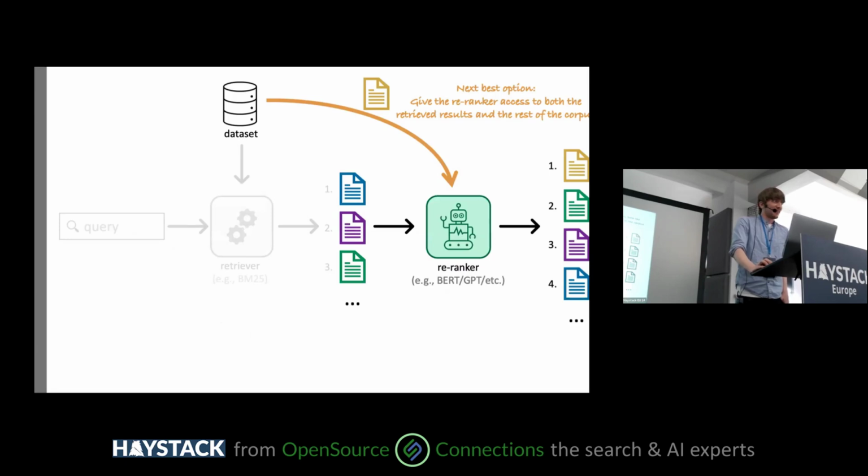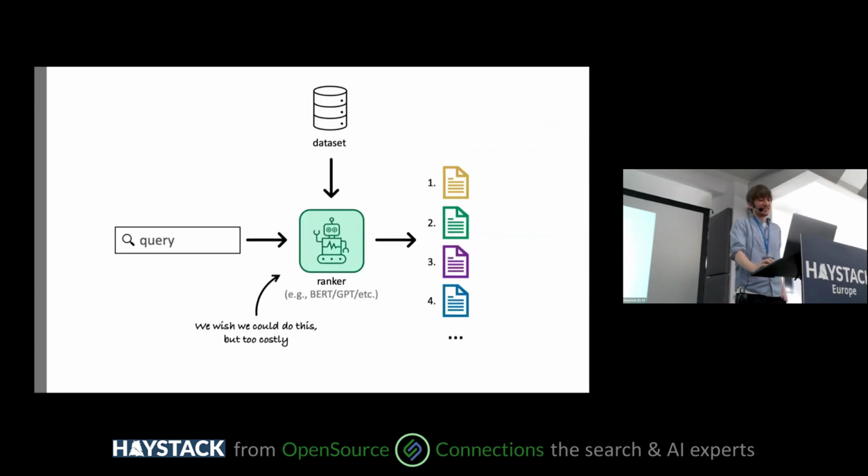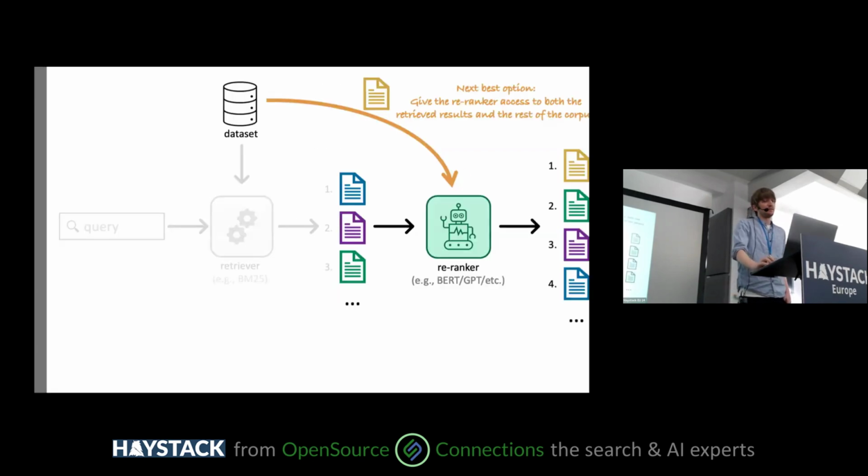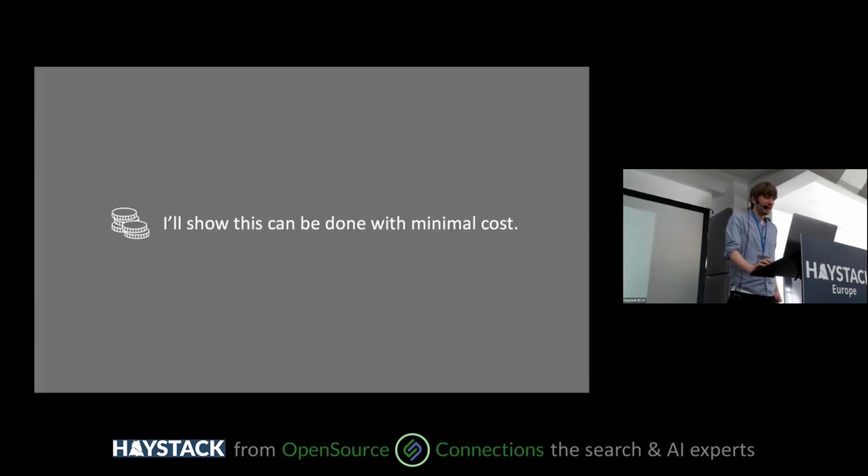Now, the next best option, I would argue, is to give the reranker access not just to the list of initial search results that you get from your retriever, but also access to the whole rest of your data set, the whole rest of your corpus. Now, this seems like the same thing as this, right? But actually leveraging this initial set of results is super, super powerful in order to unlock a lot of the other documents in your corpus. It seems crazy, but I'll show you how this can be done with minimal cost.